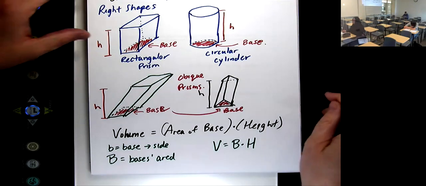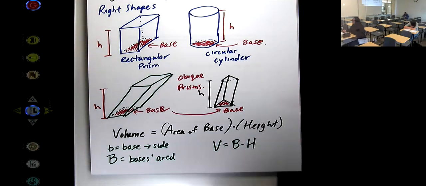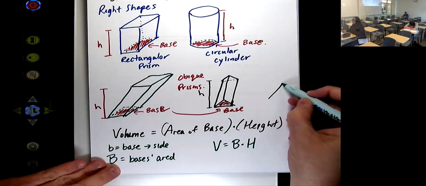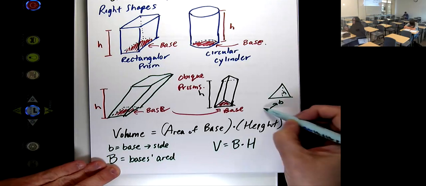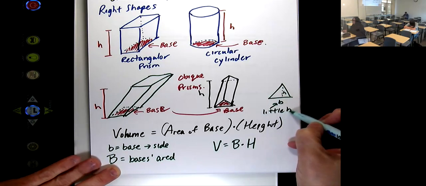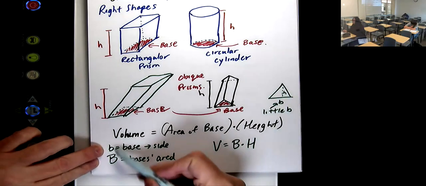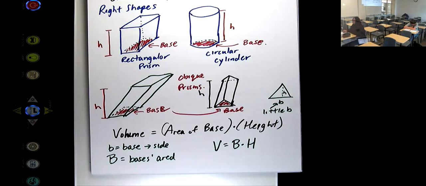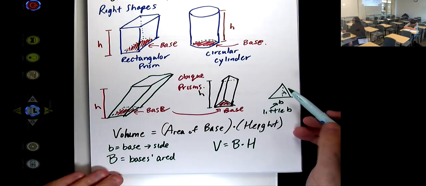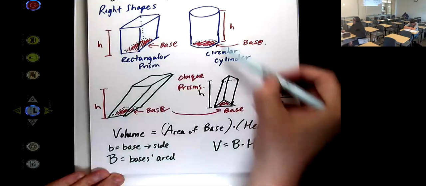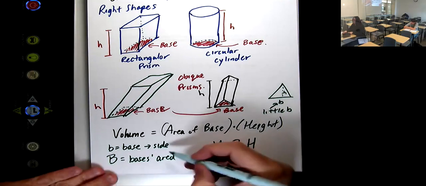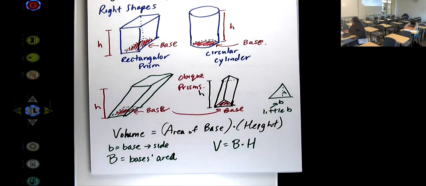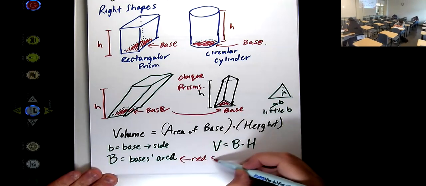Small b is like when we have a triangle. We call that the base and this the height. So b is a side, that's a little b. That's how I'm distinguishing between them. Capital B is going to be the area, these red shaded areas in the pictures above.